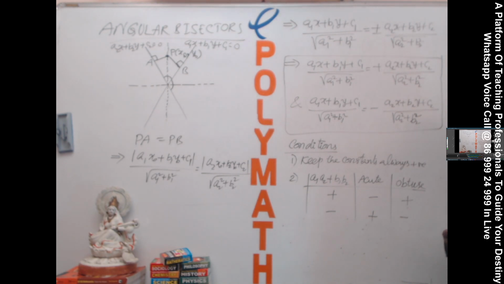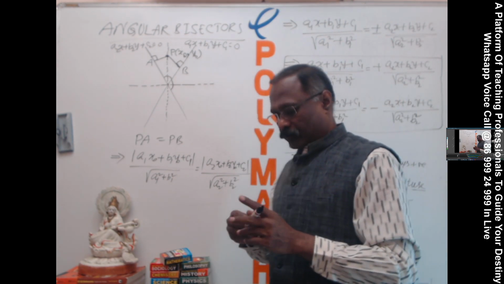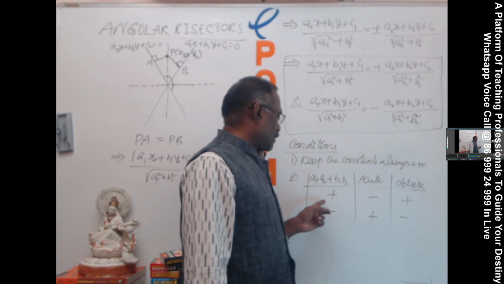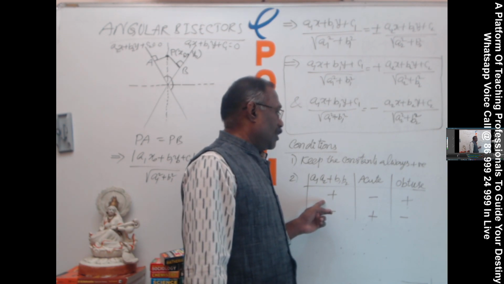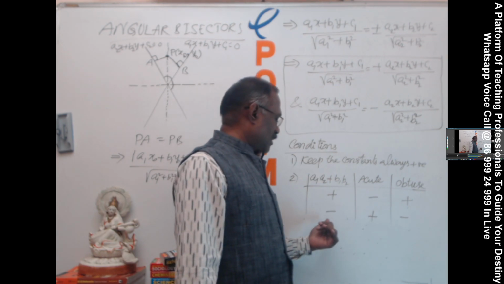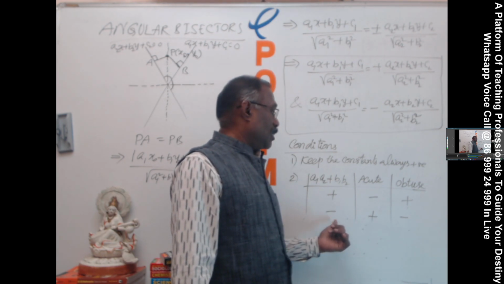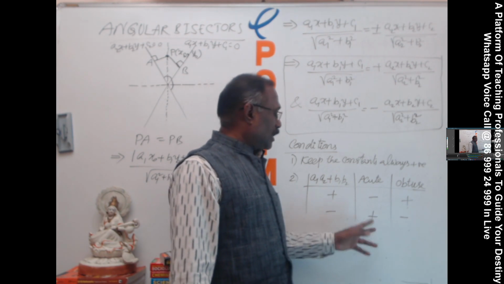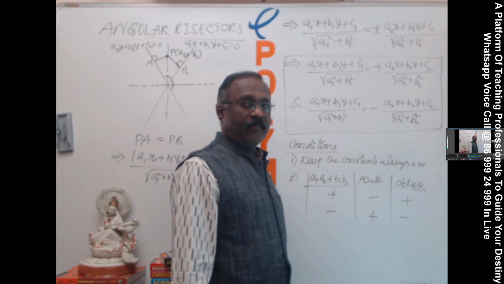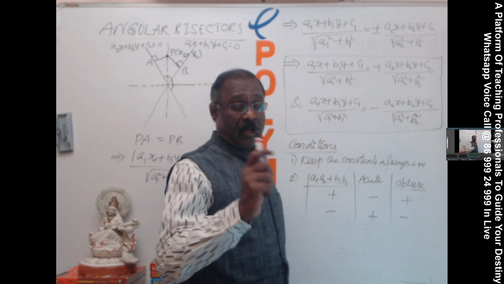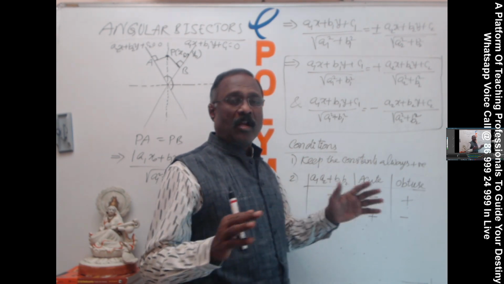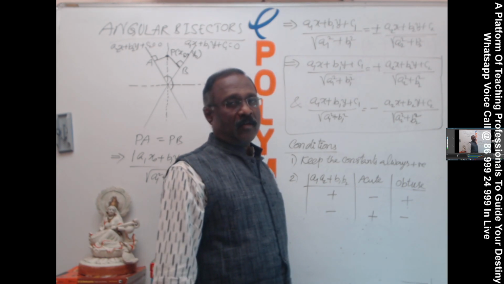So always, whatever the sign is for a1a2 plus b1b2, that will be the same sign for the obtuse angle. Obviously, the other one is for the acute angle. And the other one will be exactly opposite: positive, acute angle bisector. But before this, a very important point is that you keep the constants always positive.